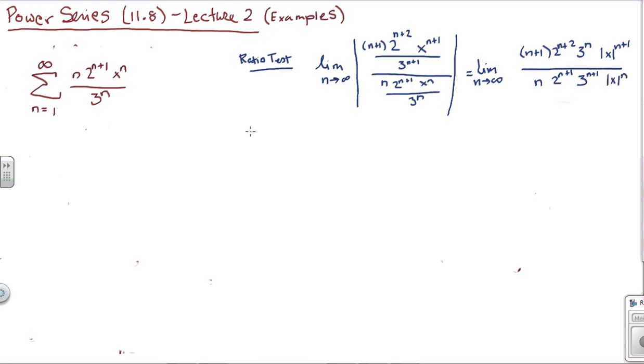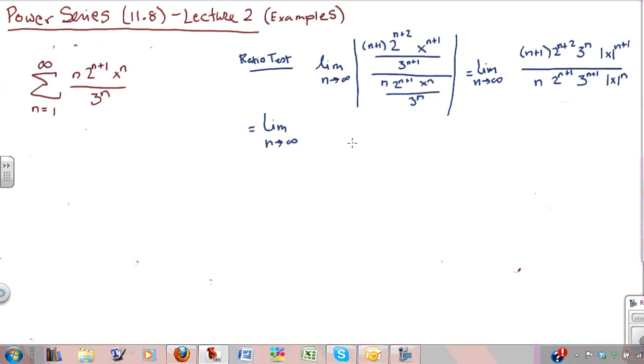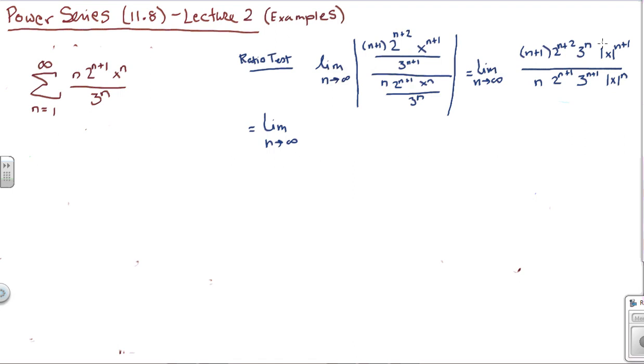And now a few things cancel here, so this is going to be the limit as n goes to infinity of, well, the 2 to the n plus 2 divided by 2 to the n plus 1 is going to just be 2, right? So I'm going to have n plus 1 over n here times 2. 3 to the n over 3 to the n plus 1 is 1/3. And then absolute x to the n plus 1 over absolute value x to the n is just absolute value of x.